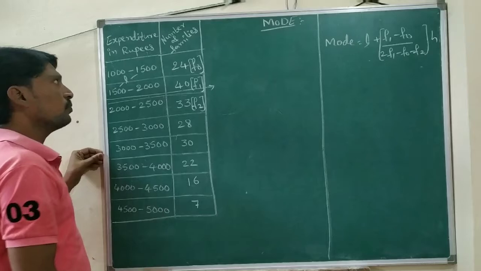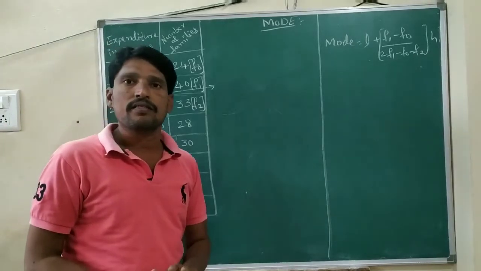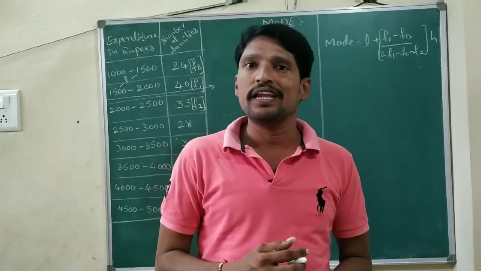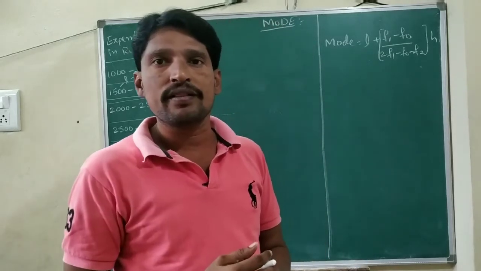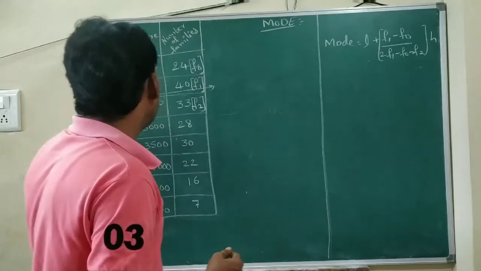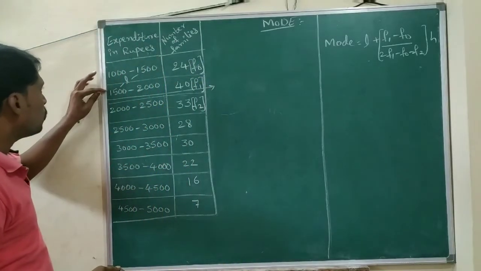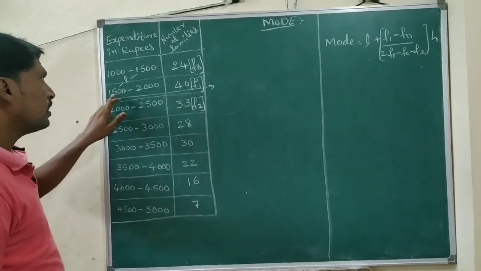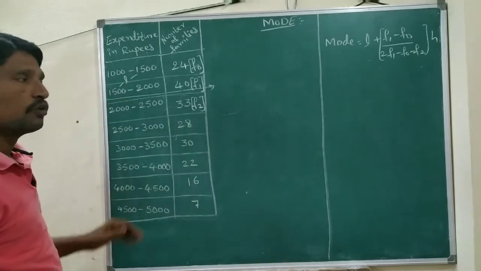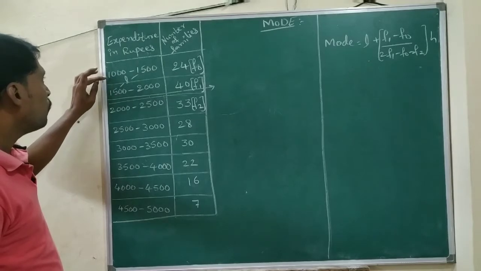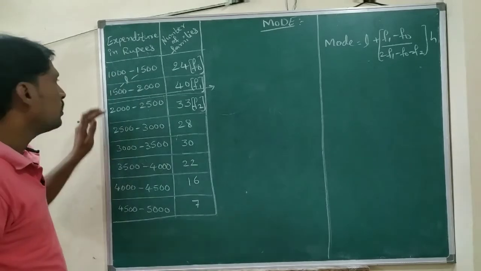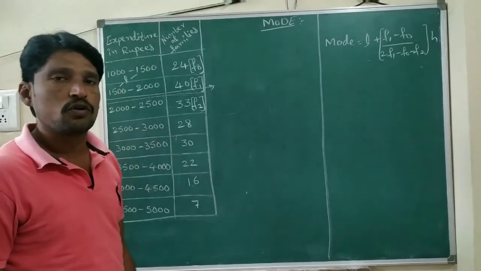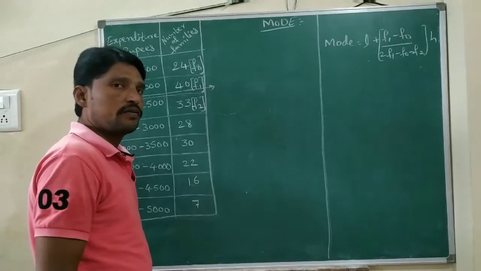Now we need to find the H value. H means height of the class or size of the class. How do we find it? The difference between any two successive class intervals' lower limits, or upper limits. Taking the first two class intervals, 1000 to 1500 and 1500 to 2000, the lower limits are 1000 and 1500. 1500 minus 1000 is 500, which is the H value, the size of the class.